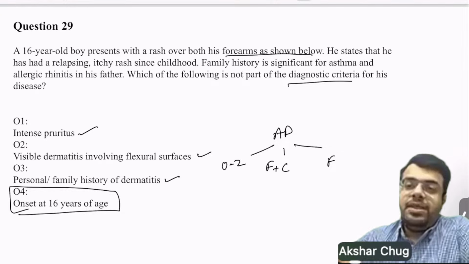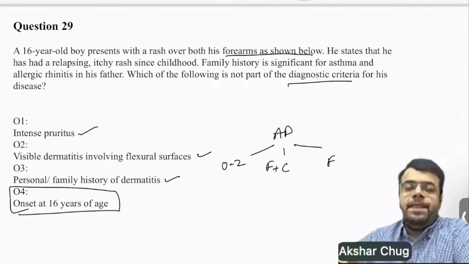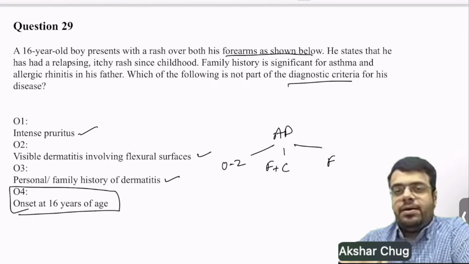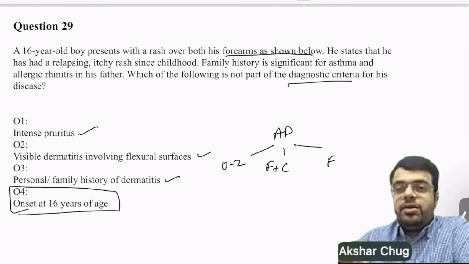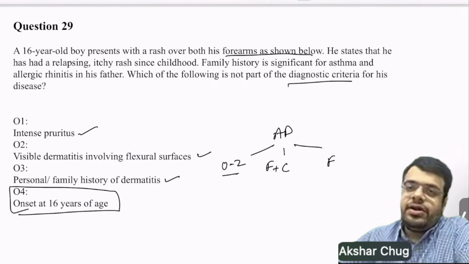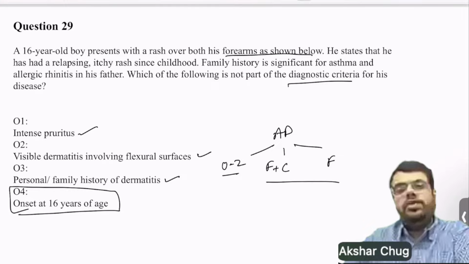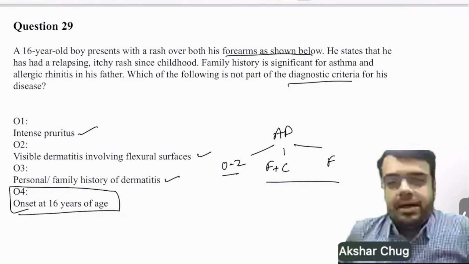So basically, atopic dermatitis is related to mechanical lesions. Whenever there is rubbing of any part, the risk of the lesion on that part increases. That is the reason why in younger children and infants, it is more on the extensor aspects, whereas in older children and adults, it is more in the flexor aspects.